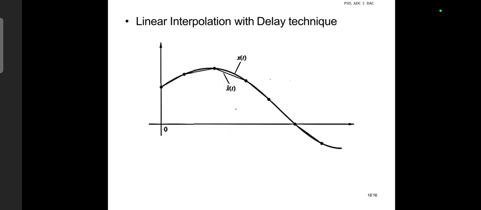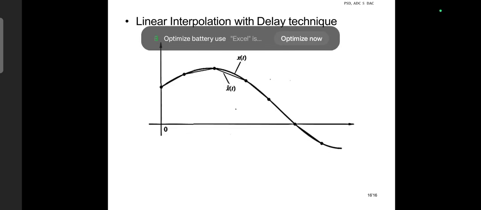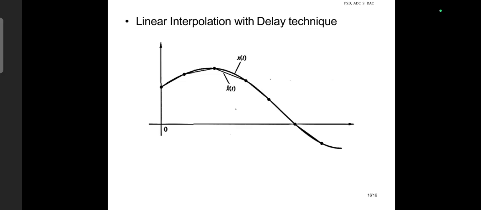In linear interpolation with delay, intermediate values are generated using linear interpolation together with the delay indicated in the technique. So therefore, the waveform can provide a smoother representation between samples. The important difference is how the output behaves between two consecutive samples.